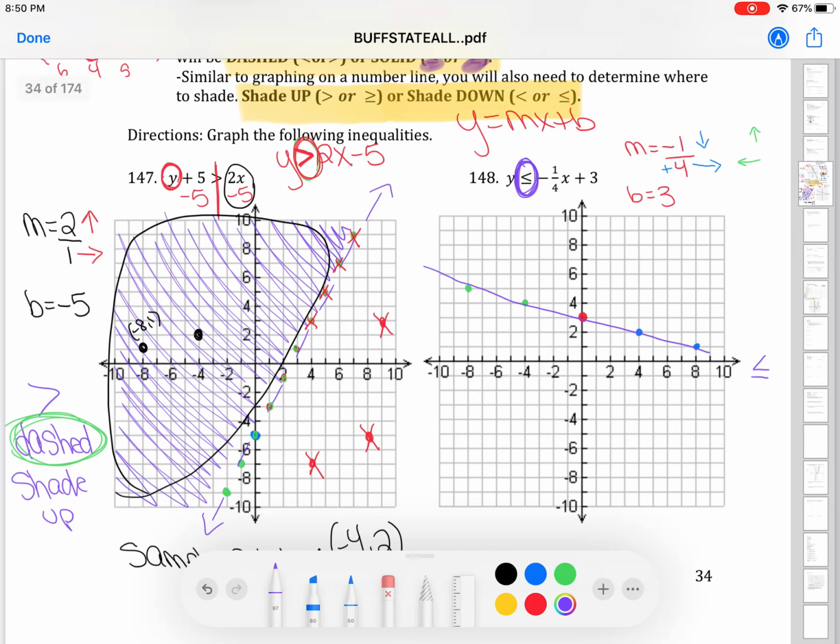So I'm going to use a solid line to connect these dots. I'm going to try and draw it as straight as I can. There we go. So this one is a solid because of the or equal to. Then the next thing you have to ask yourself is whether it's shaded up or down. Because this is a less than, that comes from this information right here, it's going to be shaded down. So it's a solid line and I shade it down, towards the bottom of the graph.